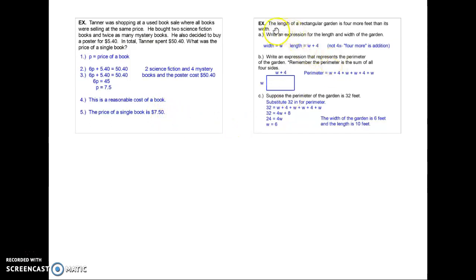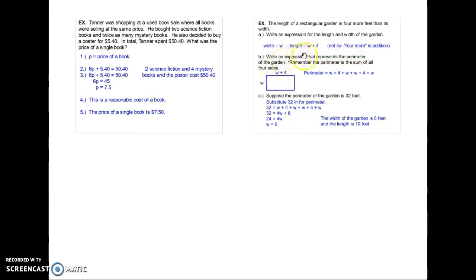All right, one more example. So we have the length of a rectangular garden is 4 more feet than its width. We want to write an expression for the length and the width of the garden first. So that's going to be our first step here. So the width is W. The length, they told us, is 4 more feet than its width. So W plus 4. Okay. 4 more than is addition. Okay, so it's not 4 times X. 4 more means that I am adding.